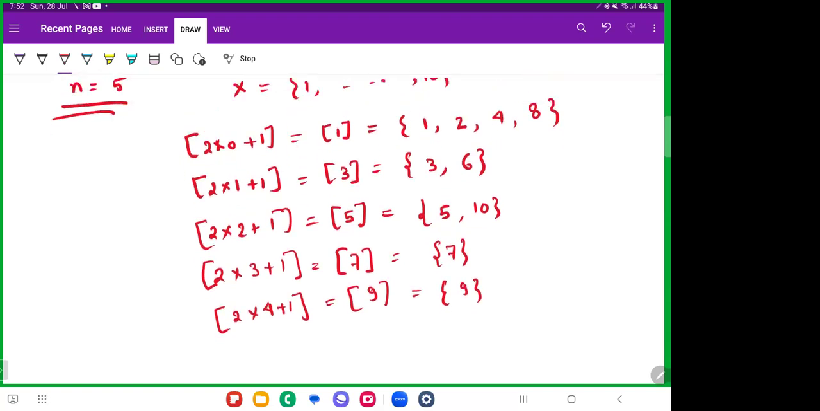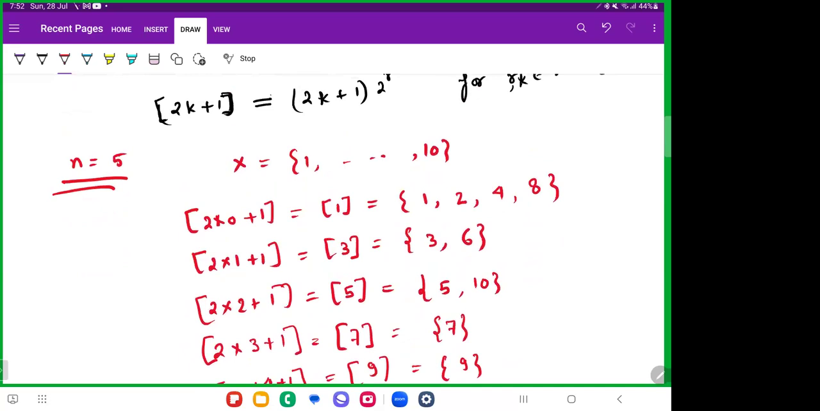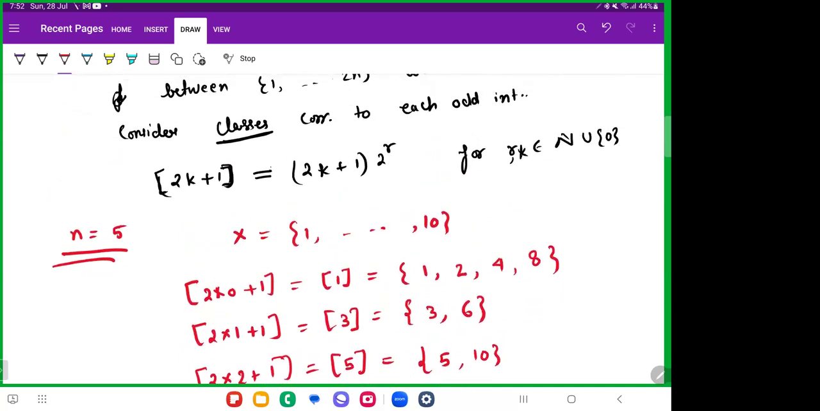So now I represented every number in this form, but why this is significant, I will tell you. But can you first of all tell me why every number can be written in this form? Can you tell me? Anyone? Every number between 1 to 2n can be written in this form. Anyone can tell me? Please unmute yourself and you can tell me.